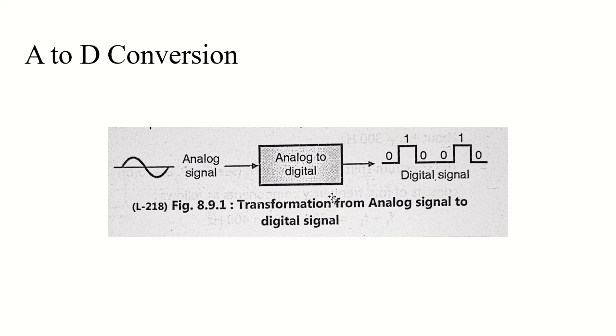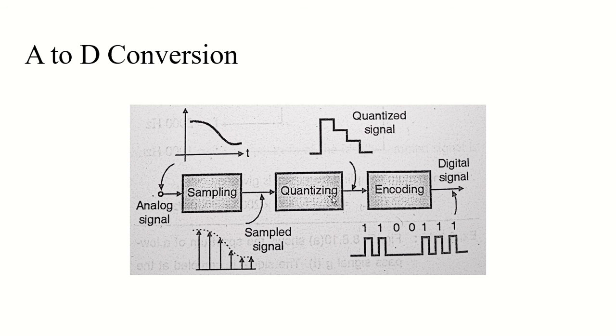And in order to carry out this transformation, one has to follow the sequence of operations such as sampling, quantization, encoding. The whole process you have to follow, and then you will get the A to D conversion, right? So the process is very essential for the digital communication system. If you want to do PCM or DM, pulse code modulation or delta modulation, this process is very essential.